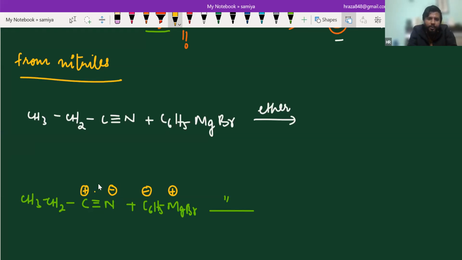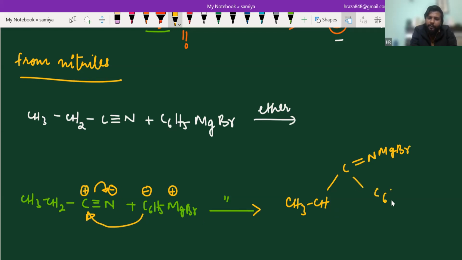Magnesium is metal, so this bond will be broken and there will be a negative charge. So in this way you can say this is your CH3 and this is your CH, and then C. One of the bonds is broken and N has a negative charge, to which MgBr will migrate, and this will go to this carbon and it will form C6H5. Is that clear?